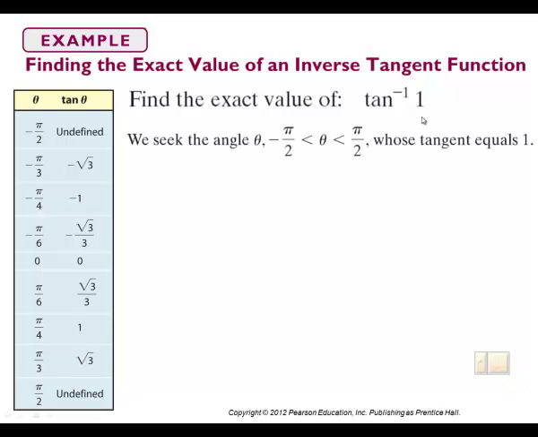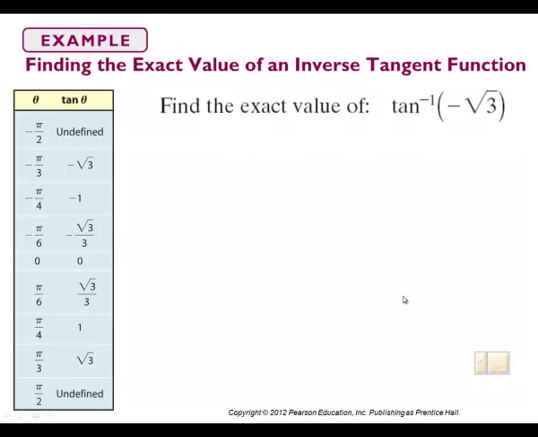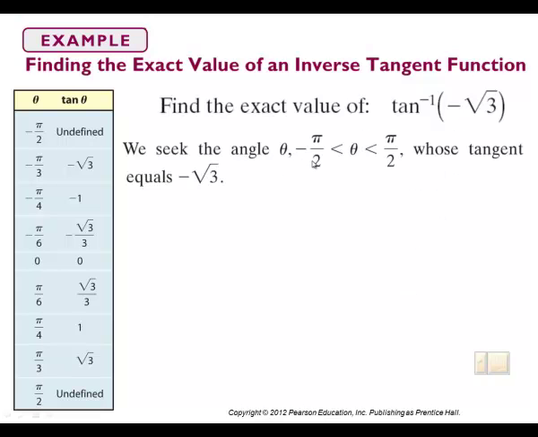And so inverse tangent at 1 would be pi over 4. Our value of 1 for tangent would be an angle of pi over 4. Negative square root 3 fits within the angles of negative pi over 2 to pi over 2. So negative square root 3 would give us a negative pi over 3. And here it is down here.